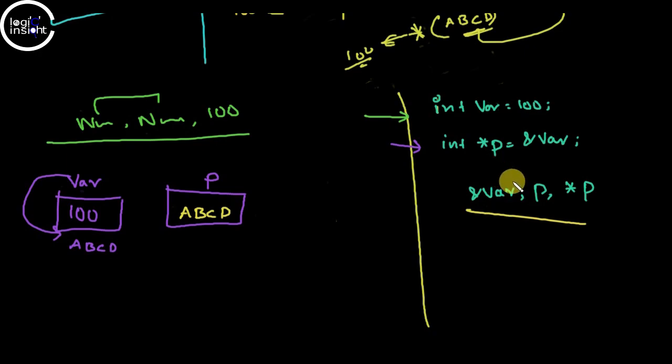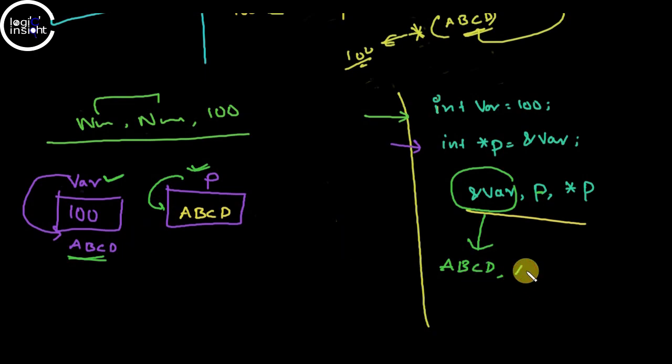What is ampersand of var? Ampersand of var is nothing but the var address. So where is var? Var is here, you can see. What is the address of that var? abcd. So the first answer will be abcd. After that, we have printed the value p. What is p? Here it is p. What is inside p? Again abcd.